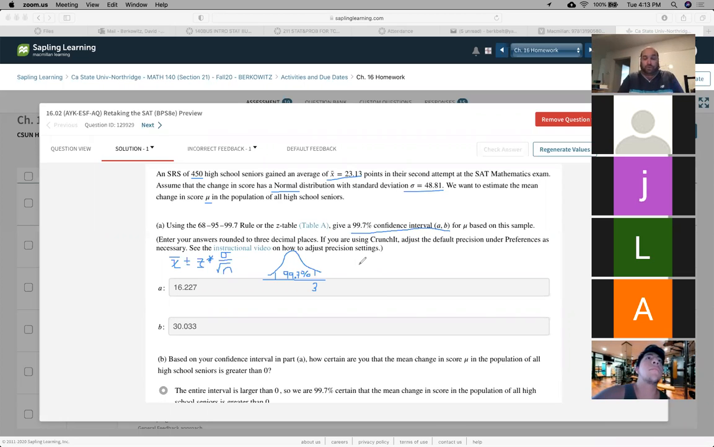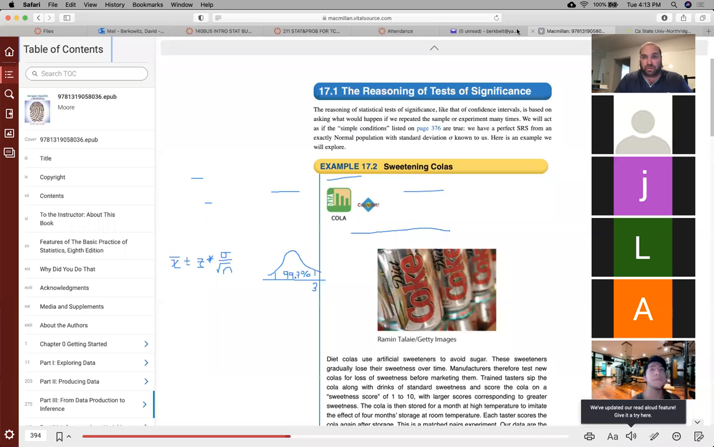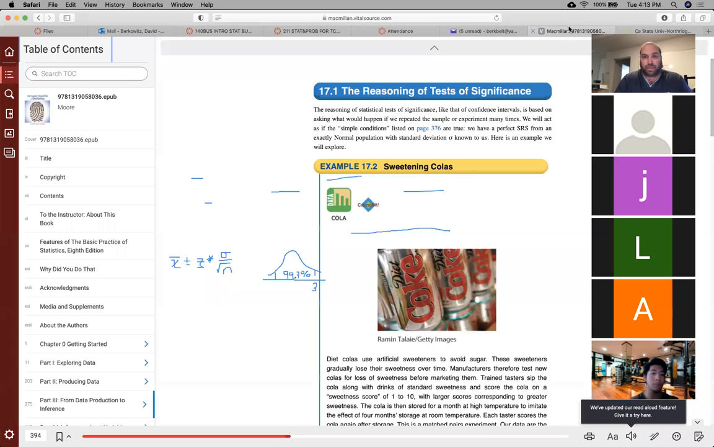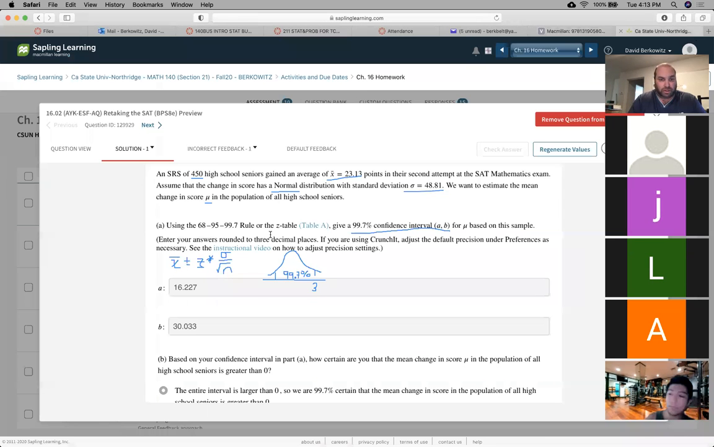Now, if you're not happy with 3, then you could always go to your calculator or crunch it and get the more exact value. So we'll do normal CDF. Oh, yeah, let's do crunch it instead, since that's what we do for this class. So let me stop this for a second. Now let's go to crunch it. How do I get crunch it? Is there a way to get crunch it in the middle of a problem? No. Okay, so never mind.